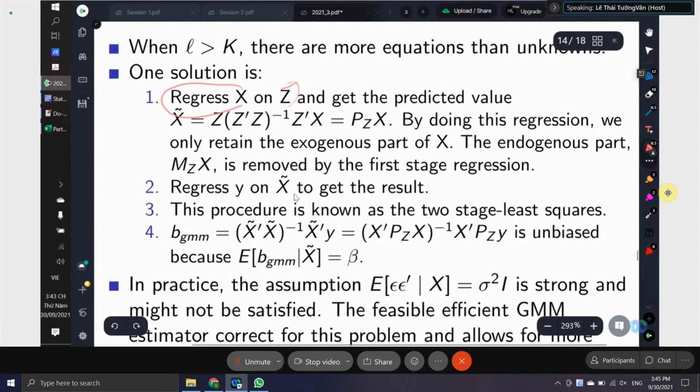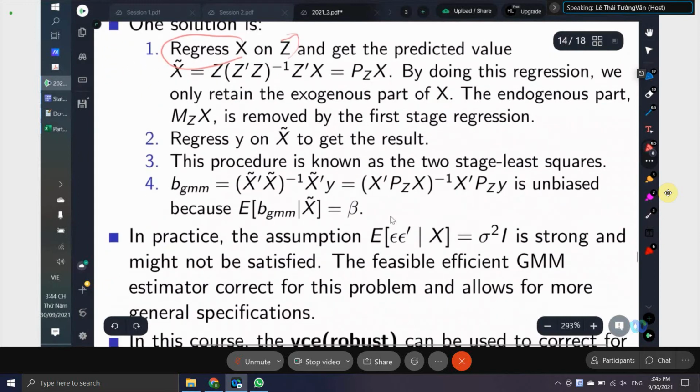Okay, then we will regress y on the x tilde and get the result. This procedure is known as two-stage least squares. So the beta GMM is estimated as equal to (x tilde prime x tilde) to the minus 1, x tilde prime y, and it is equal to (x prime Pz x) to the minus 1, x prime Pz y.